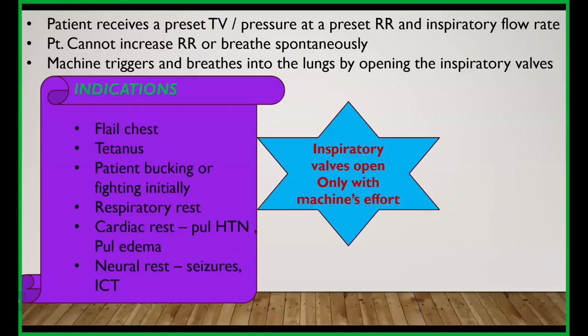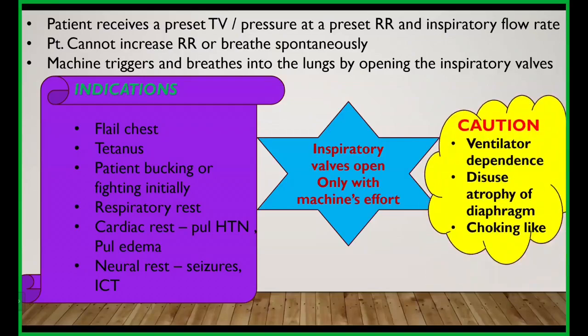Where are these modes used? Flail chest, tetanus. In initially starting the ventilation, when the patient is fighting against the ventilator, you can use this mode. Then when the patient needs a respiratory rest or cardiac rest or neurological rest. Cardiac rest as in the case of pulmonary hypertension and pulmonary edema, and neurological rest as in the case of seizures or increased intracranial tension. So the main caution is ventilator dependence.